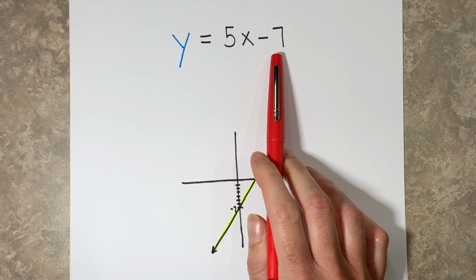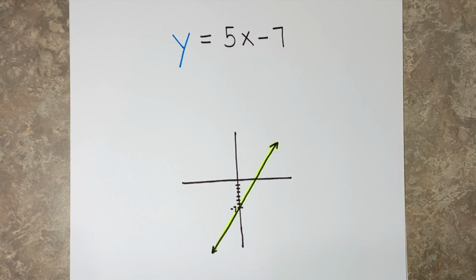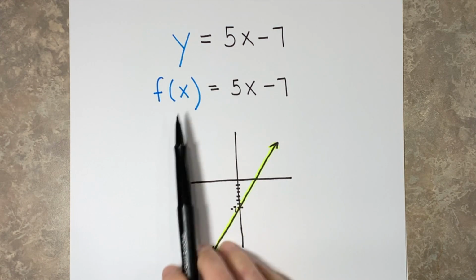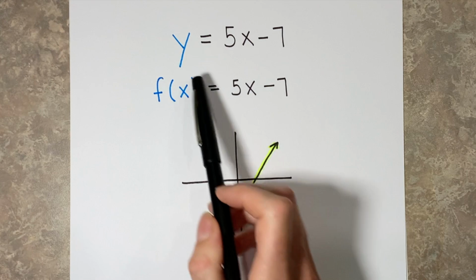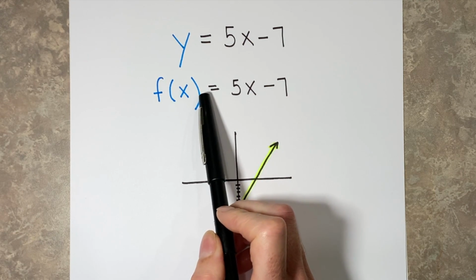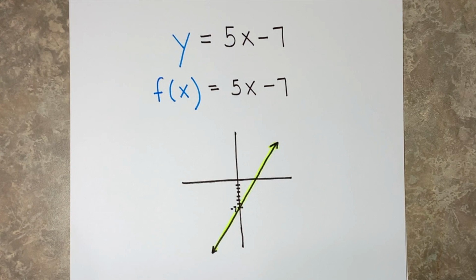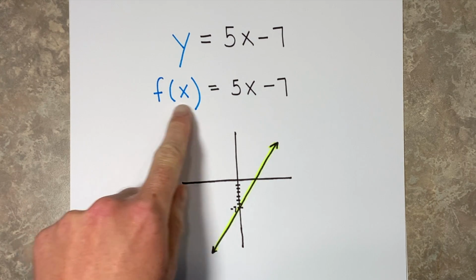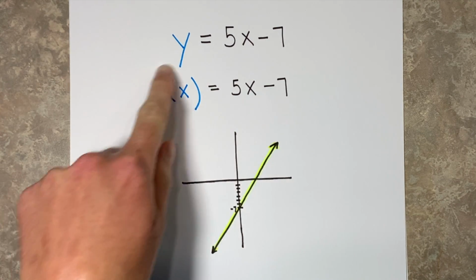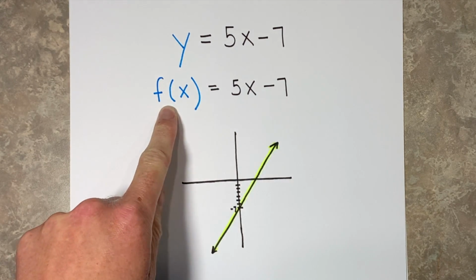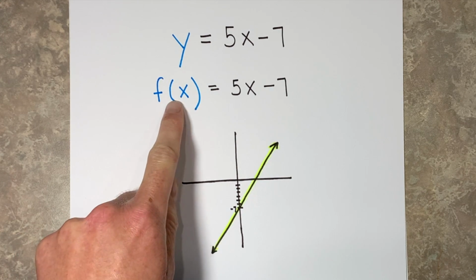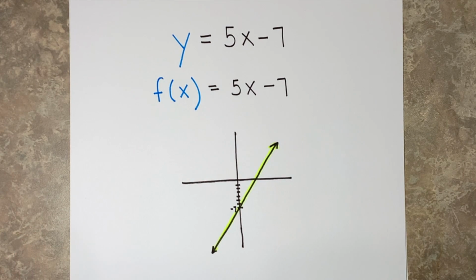So this equation represents a function. If you have an equation that represents a function, mathematicians like to label that equation using function notation. To do that, we replace y with f of x. F of x means the exact same thing as y. But what's nice about f of x is when you see an equation with f of x, you know right away that it's a function because we only use function notation with equations that are functions.